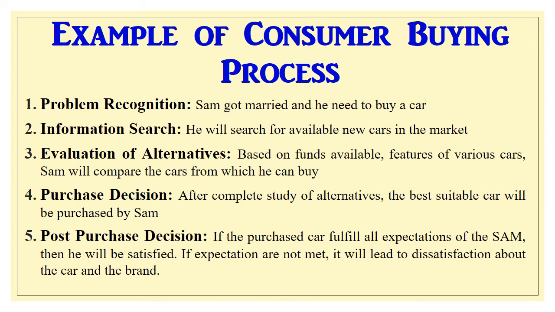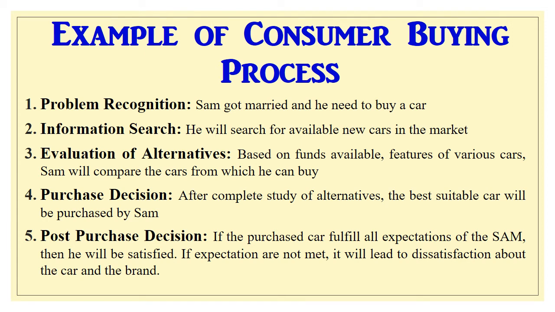Now let me make this consumer buying process more clear by taking an example of each step. Let's take an example that a person named Sam got married. So his family got extended. He now wants to switch from a bike to a car. So the problem of Sam is that he wants to buy a car. This is the first step of the buying process.